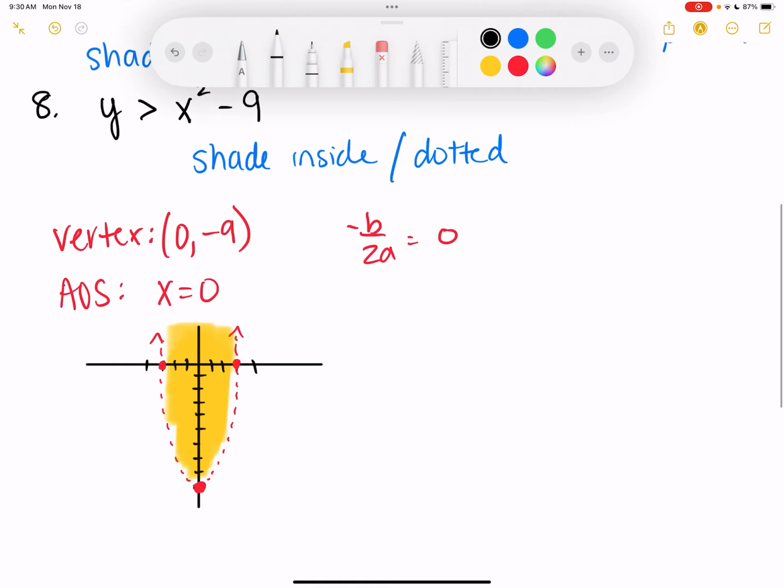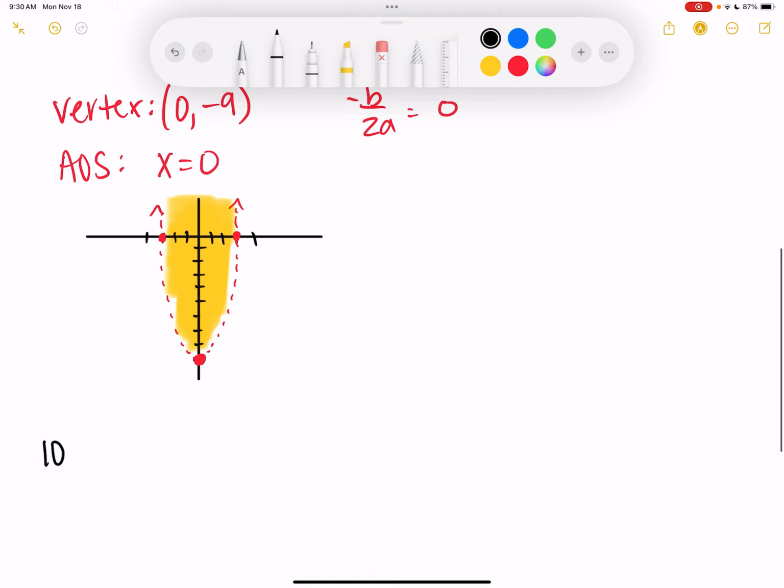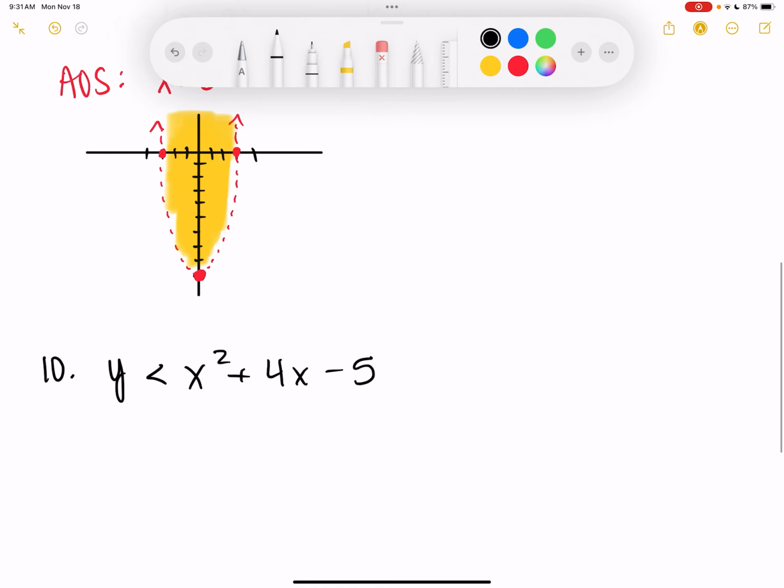All right, number 10. Y is less than x squared plus 4x minus 5. All right, what's going to happen to this graph? Dotted, shade out.